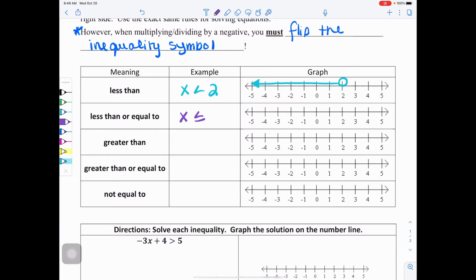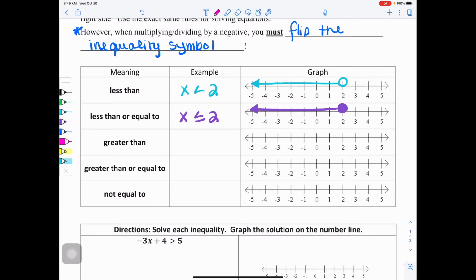Our next one, less than or equal to, might look something like this: x is less than or equal to 2. So it's got the line underneath the inequality symbol to show the or equal to part. So we still have a circle on 2 like we did in the first example, but the difference here is that with less than or equal to, the 2 is included in the answer. It counts. So we have to show that by actually shading in the 2 and then still shading to the left since it's less than or equal to.